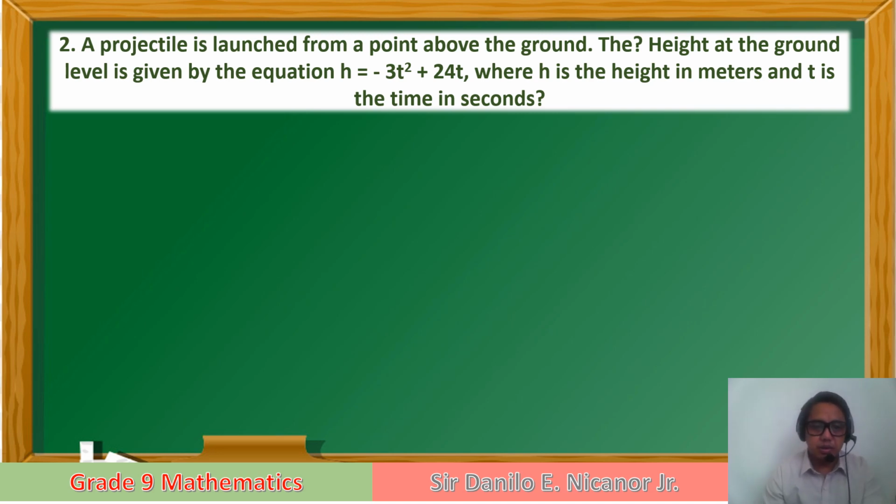The height at the ground level is given by the equation. I-remove na lang natin itong parenthesis. H equals negative 3t squared plus 24t, where h is the height in meters and t is the time in seconds.